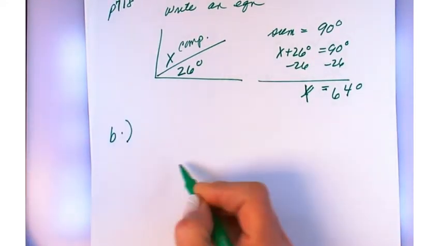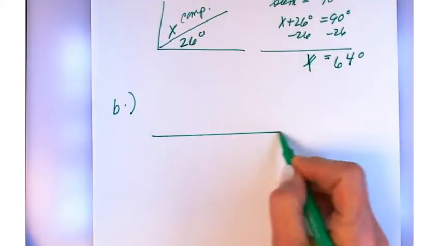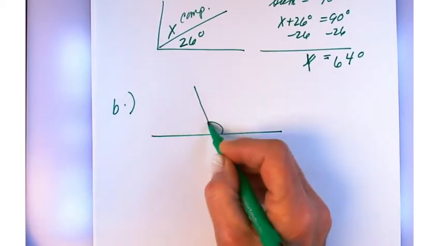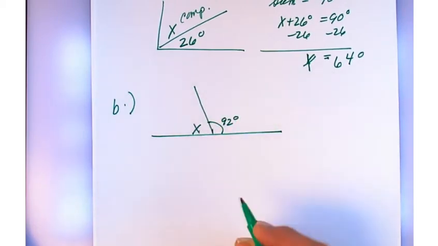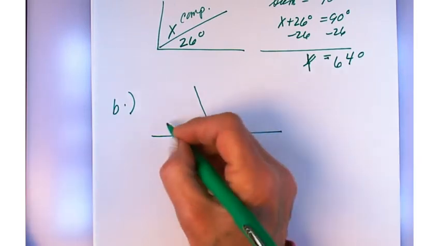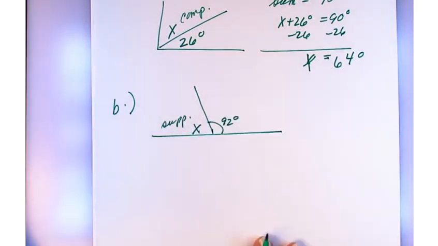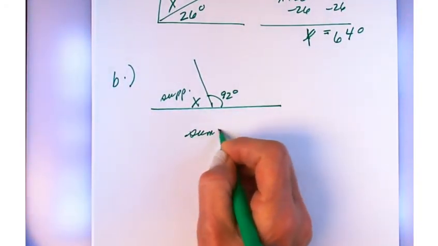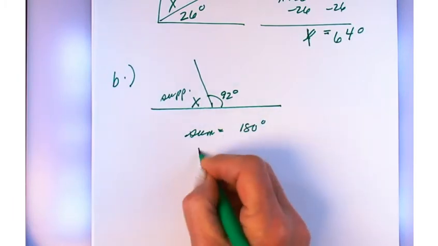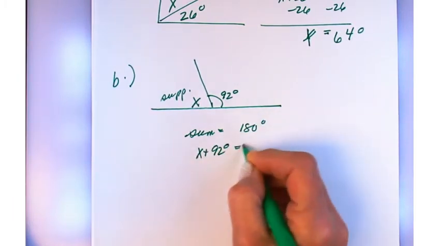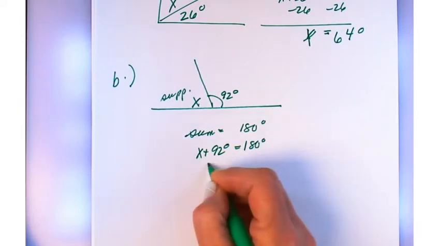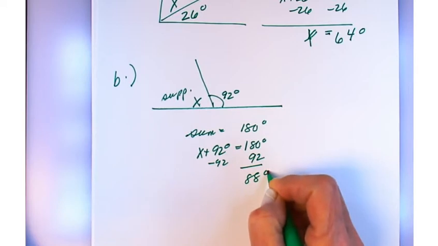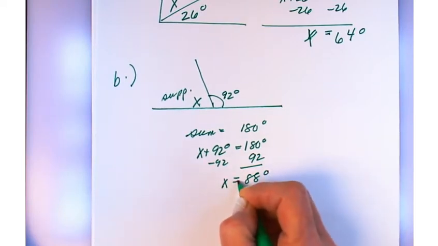Now let's look at B. Here we have B, and we have a straight line. We have an angle that's slightly bigger than 90. It's 92 degrees, and we have x over here, and the clue is that this is the supplement. So you know the straight line, the sum is 180 degrees, so x plus 92 degrees is 180. Subtract 92, you're going to get 88 degrees, and x is 88 degrees for the supplement.